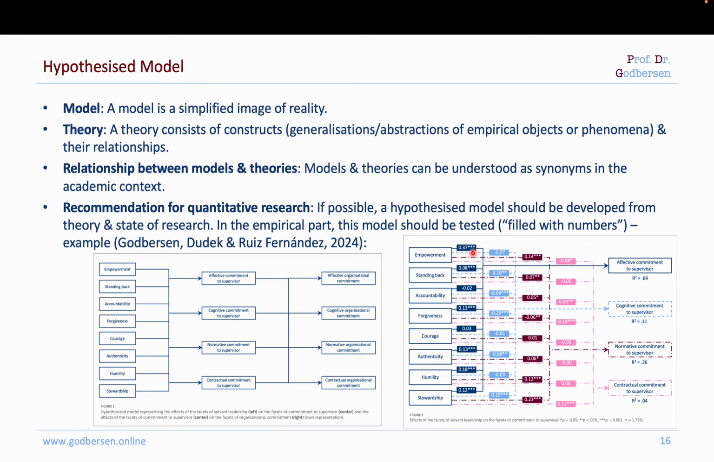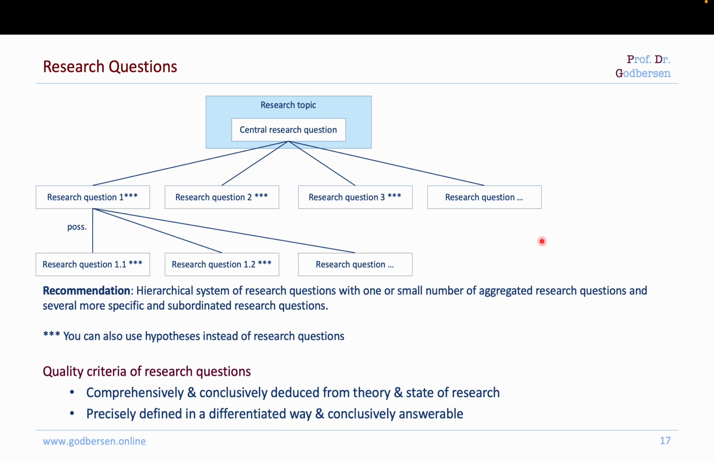Again, use, if possible, a hypothesized model. The theory section will lead to this model, and the empirical parts are dedicated to filling this model with numbers. Now your research questions. They're closely related to such a hypothesized model, and they state the goal of your research. What would you like to find out? Quite often, but not always, it makes sense to have one or a few central research questions. You can understand these as your strategic goals you want to reach.